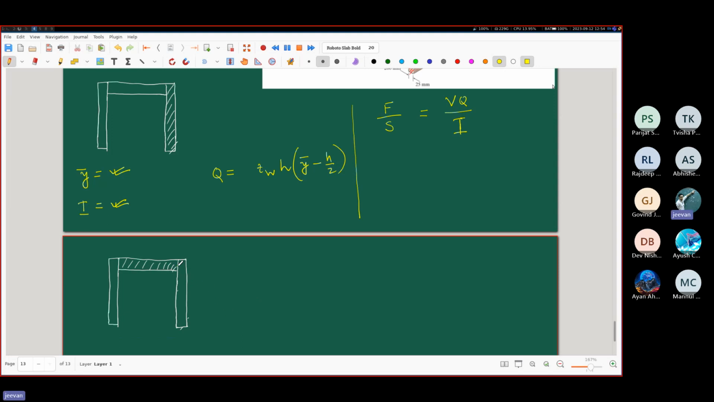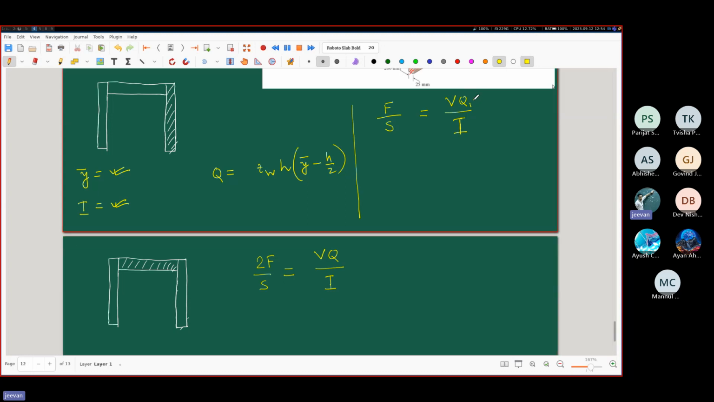See, in that case, there are nails on this side, there are nails on this side also. Is it not? Because in order to isolate this board, you have in fact taken two cutting planes. So it will actually be twice F by S. That will be equal to VQ by I. Okay, let's call this Q1 and this Q2. Right, but please note this Q2, what is the relation between Q2 and Q1?